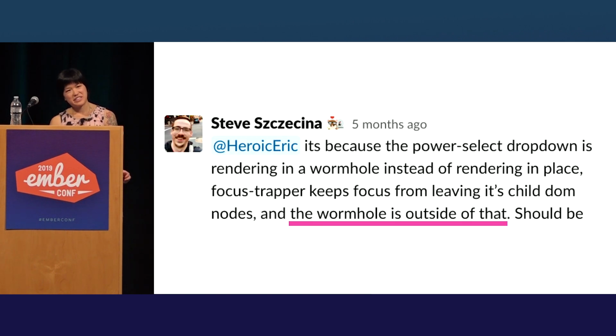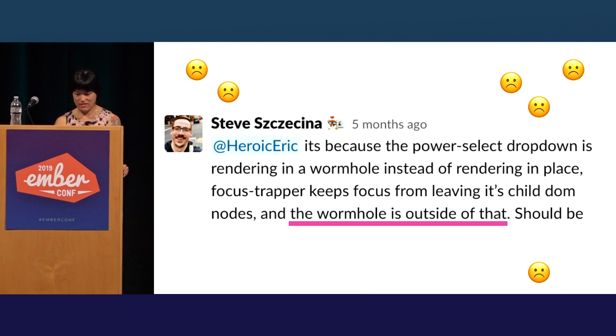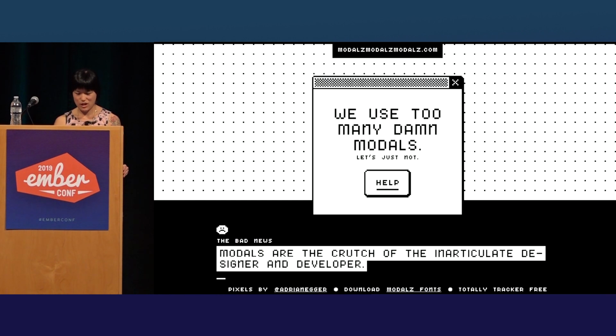So you'll see here my coworker Steve talking to my coworker Eric, that there was essentially this issue where we were trying to use Steve's add-on, Focus Trapper, to trap focus within a modal to make it more accessible, something that you'd want to do. And you see here he's saying it's because power select dropdown is rendering in a wormhole instead of rendering in place. Focus Trapper keeps focus from leaving its child DOM nodes, and the wormhole is outside of that. Sad faces. Stop using modals.